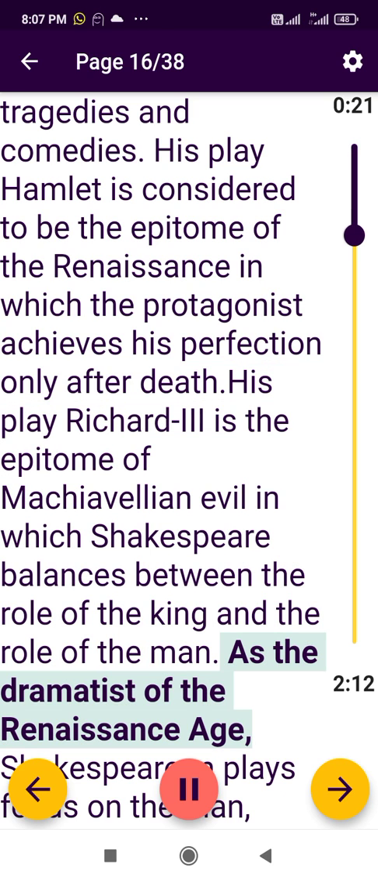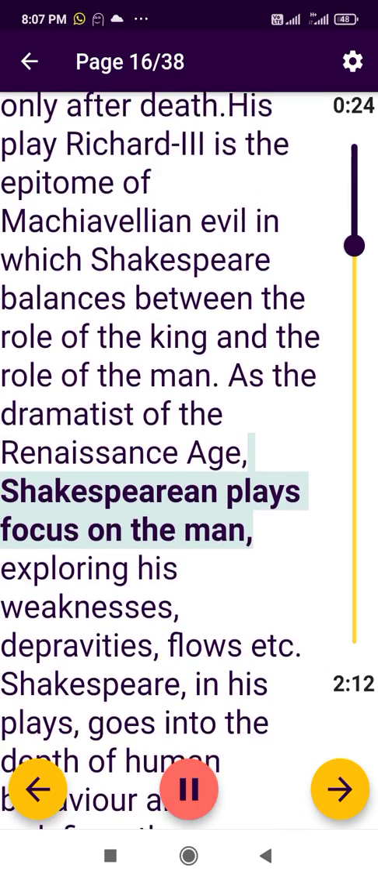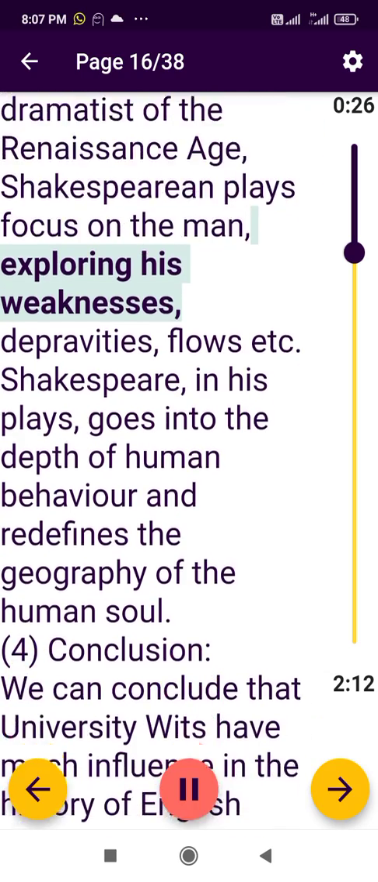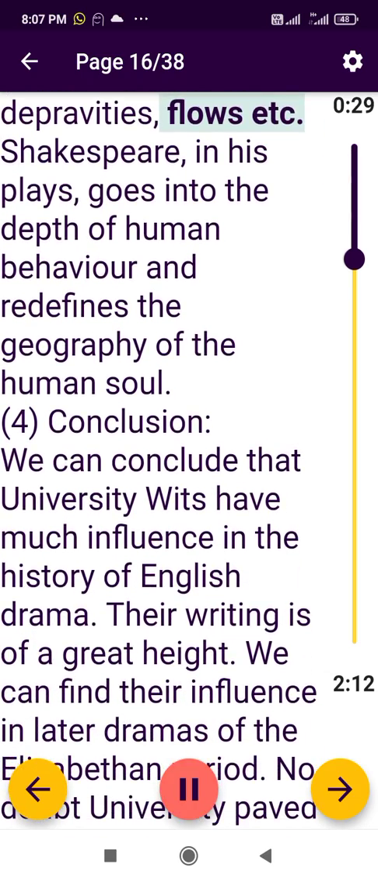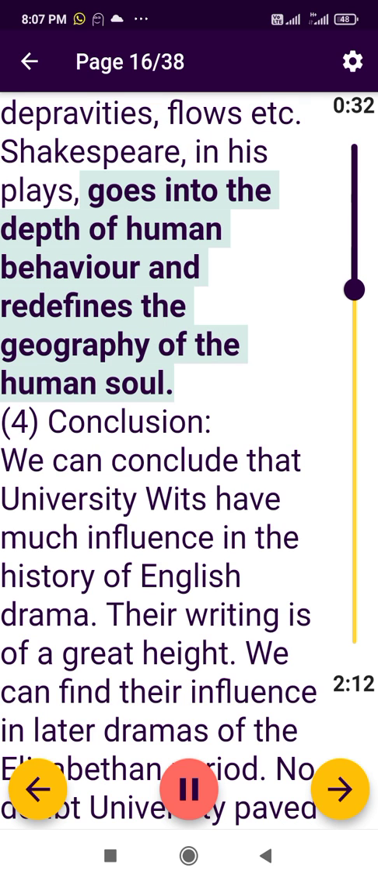As the dramatist of the Renaissance age, Shakespearean plays focus on the man, exploring his weaknesses, depravities, flaws etc. Shakespeare, in his plays, goes into the depth of human behavior, and redefines the geography of the human soul.